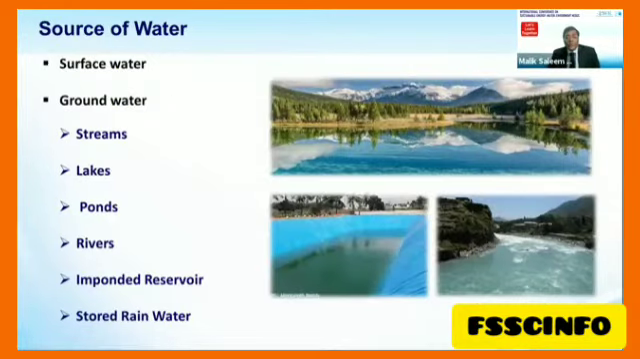Next, the sources of water. We have surface water mainly, and groundwater. Surface water comes from streams, lakes, ponds, rivers, embedded reservoirs, and stored rainwater. Sometimes in desert areas, we have catchment ponds where we store the rainwater.